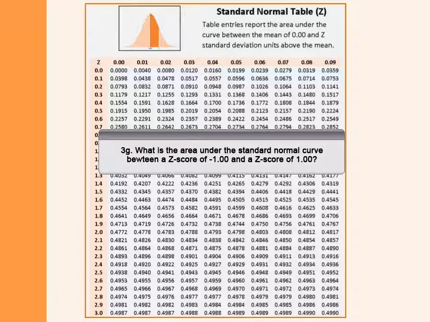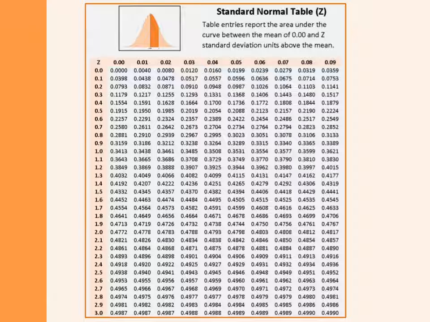For item G, we are to find the area under the standard normal curve between a z-score of minus 1.00 and a z-score of 1.00. Because the absolute value of minus 1.00 is 1.00, we just have to look up one z-score value in the curve. So we highlight the row that reports a z-score of 1.0 and the column that reports a z-score out to the 100th, and we see that the value is 0.3413.